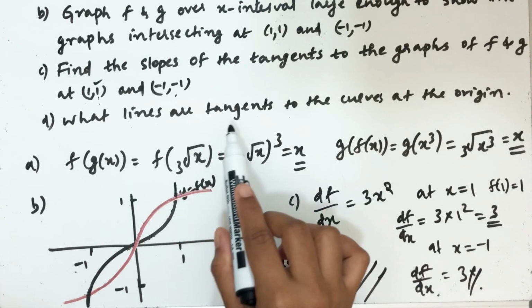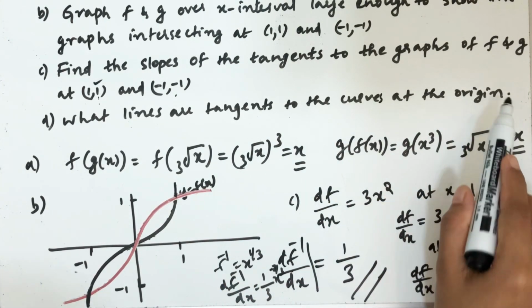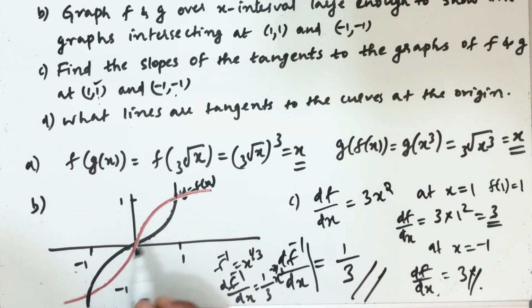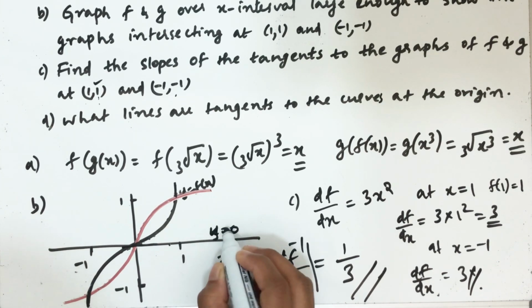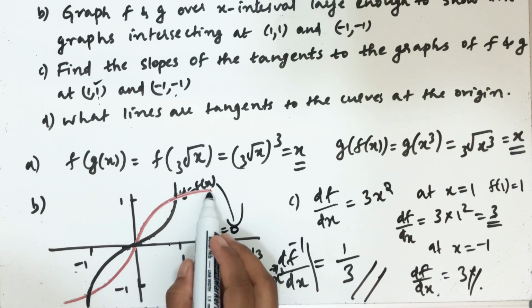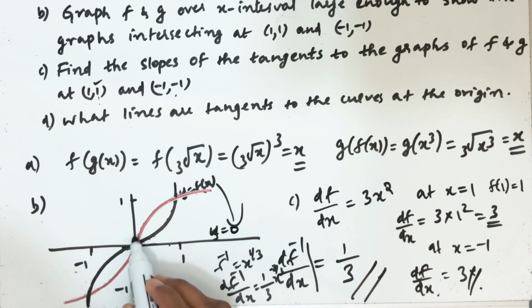Last part, what lines are tangents to the curves at the origin? So for f of x, at the origin, tangent to the curve is y equal to 0, that is the x-axis. And for f inverse of x, at x is equal to 0, tangent to the curve is the line x is equal to 0, that is the y-axis.